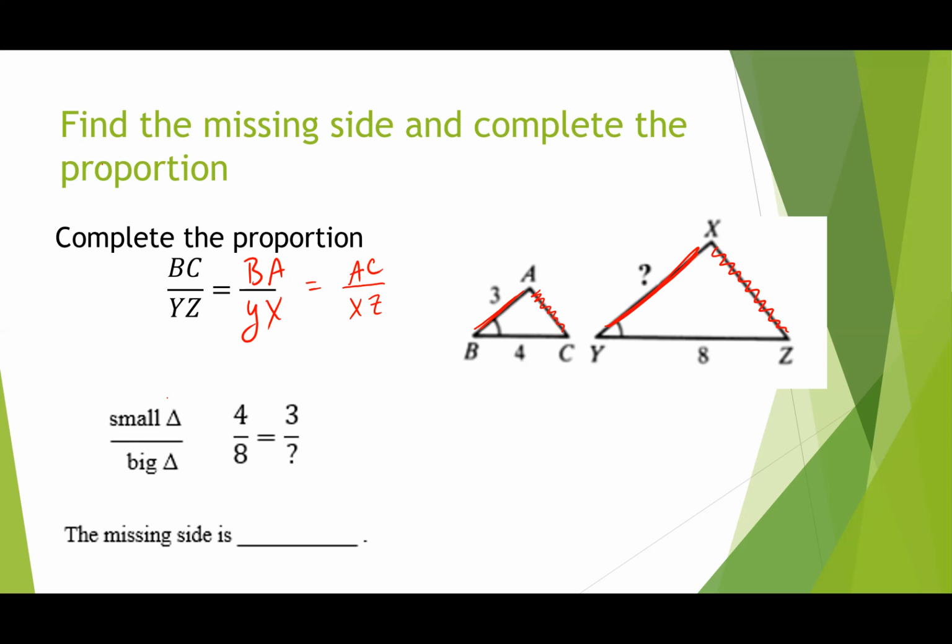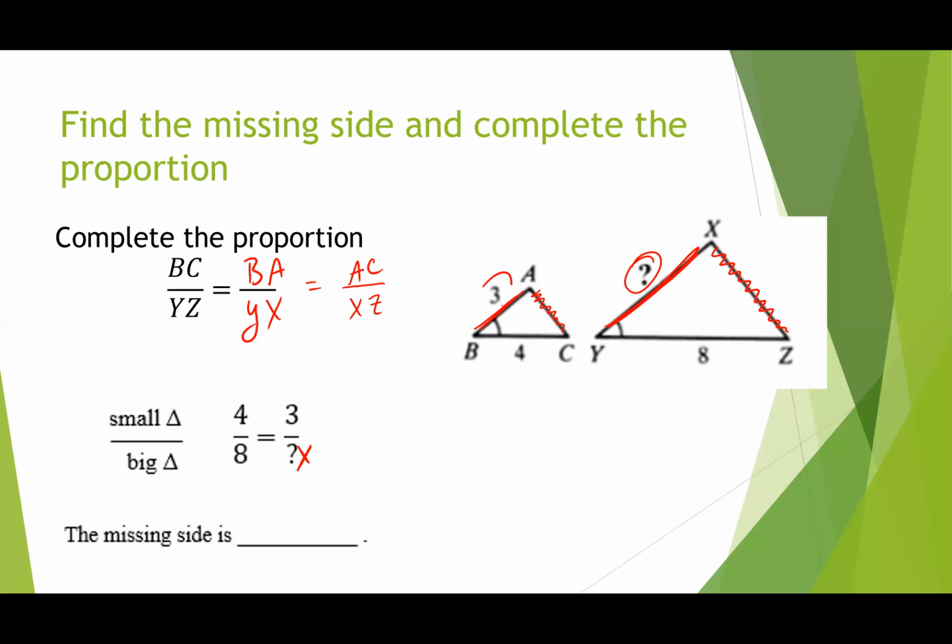Now we're going to find the missing side, and we're going to do that by using our proportion. Here we've got a question mark, but remember that's just like x. We're going to solve for it. So 4 comes from the small triangle, the 8 comes from the big one, and you can see we have the small triangle over the big triangle. And now we're going to match here. We need to find YX here. This is our missing side.